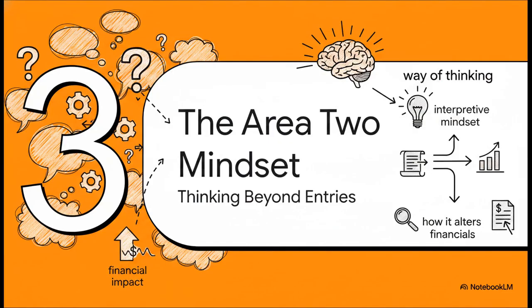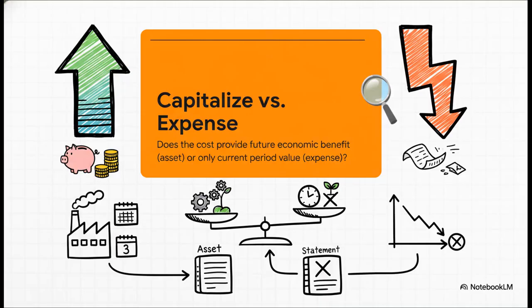The focus here is always on the final reporting consequence, proving you understand the rules well beyond just a standalone entity. Section 3. The Area 2 mindset, thinking beyond the entry. If you want to pass Area 2, you've got to adopt a truly interpretive mindset. You need to be constantly asking yourself why a specific treatment applies and how it ultimately alters the final financials. A massive recurring theme that tests this mindset is defending whether something should be capitalized or expensed. Basically, deciding whether an incurred cost provides future economic benefit, so it's capitalized as an asset, or if it only provides current period value, meaning it's expensed immediately.